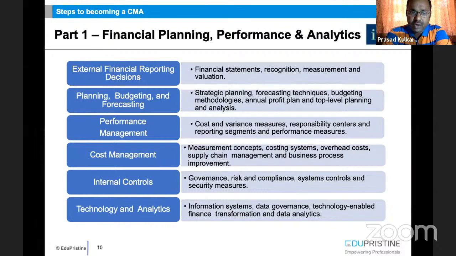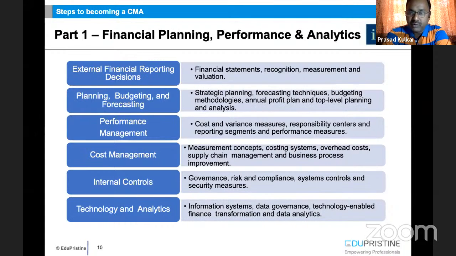Then there is cost management: measurement concepts, costing systems, overhead cost, supply chain management, and business process improvement. These are some of the topics that we will be discussing in cost management. What are ABC costing, standard costing, marginal costing? All of those things would be covered over here.